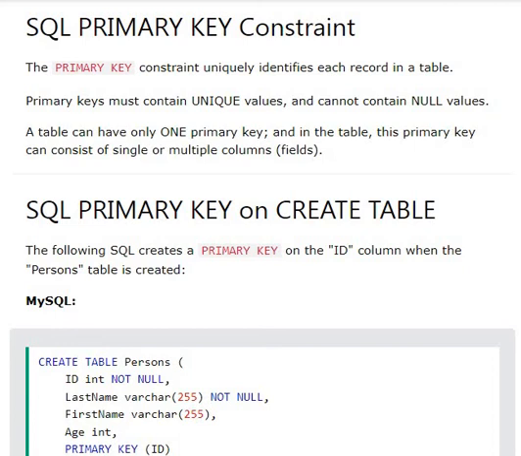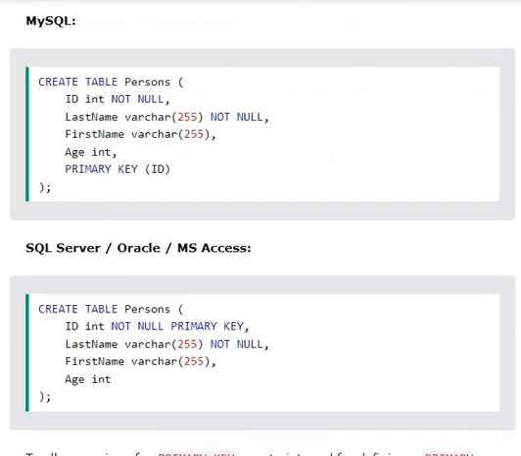Take a simple example. In case of student database, roll number is a primary key because no two persons will have the same roll number. See the example. In MySQL, it is create table, table name is persons. Within parentheses, you need to specify the attributes along with the data type. So ID int, not null, last name, first name, age. Look at that, primary key within brackets, ID.